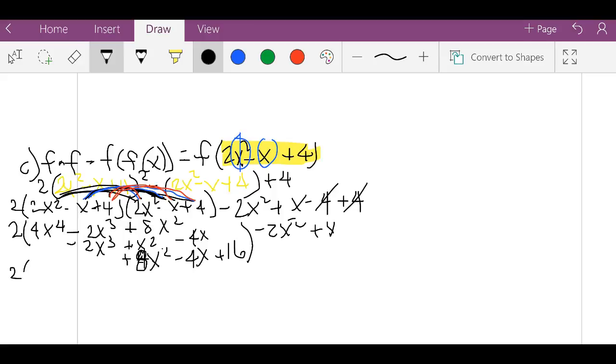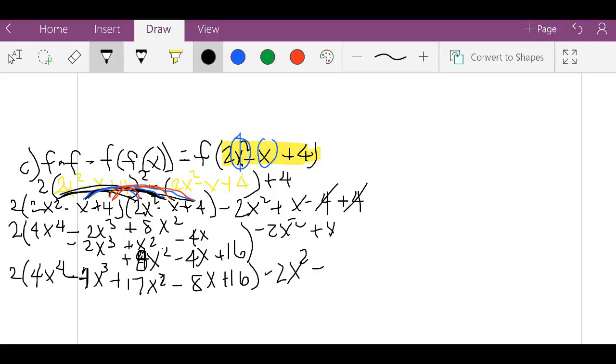So this 2 is still in the front. Bring down my 4x to the 4th because that's the only thing. Negative 2x to the 3rd, and another one is going to be negative 4x to the 3rd. Sorry, this writing is awful, isn't it? This is going to give me 8x squared plus 8x squared, 16x squared. There's an x squared in the middle, so positive 17x squared. Bring down the 2, and then minus 8x. Bring down the 16. And then bring down my 2x squared plus x.